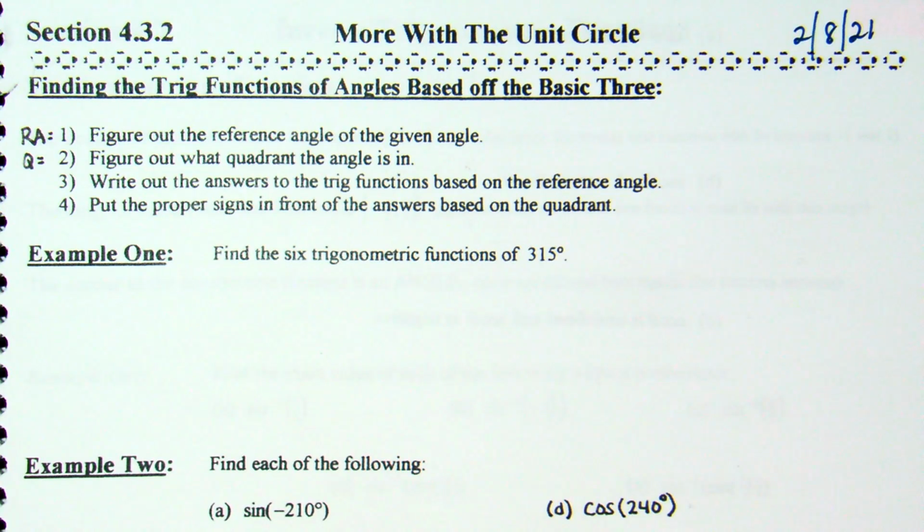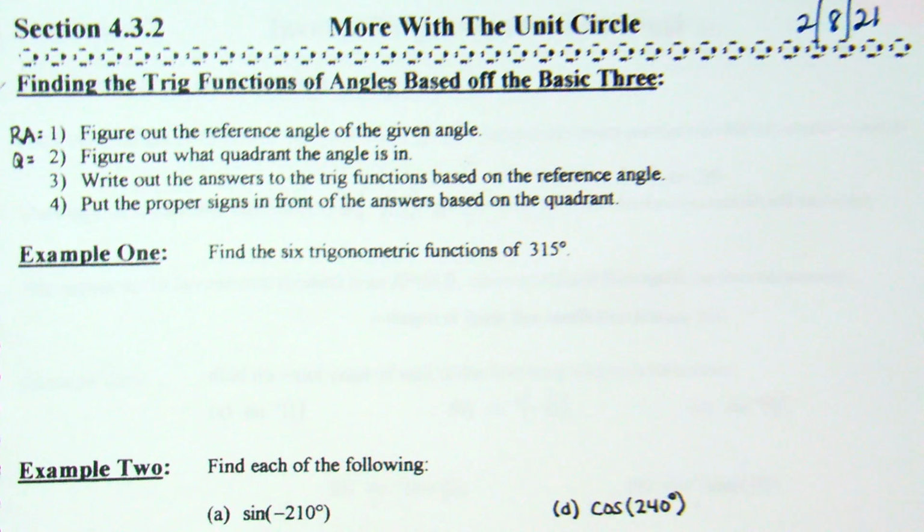We'll practice that. And then the third thing we're going to do is write out the answers based on the reference angle. So for 150 degrees, that is 30 degrees from the x-axis. So we would write out our answers for 30 degrees from our chart. And then the fourth thing we're going to do is put the signs on it. So using our all students take calculus, we're going to put the correct positive or negative signs on it. We looked at this a little bit back in 4.3.1, but we didn't use this technique. We're trying to streamline it.